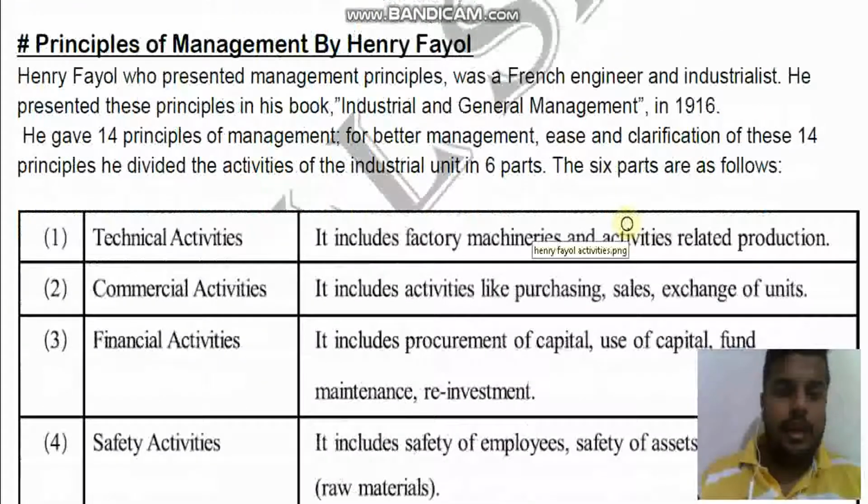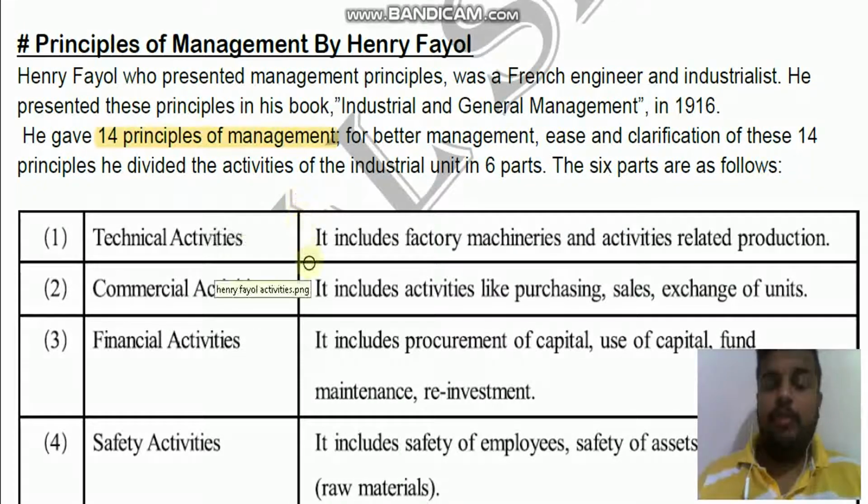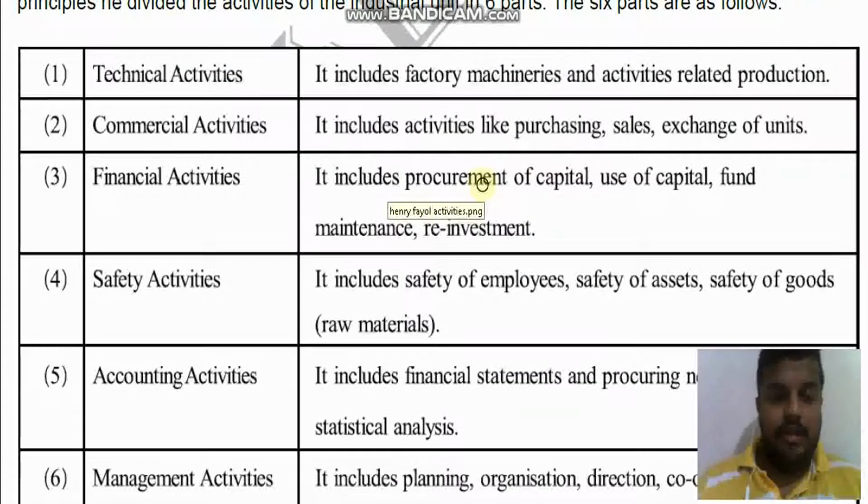Now comes the next main topic, principles of management by Henry Fayol. Now who was Henry Fayol? Henry Fayol was a French engineer and industrialist. He presented his principles in his book named Industrial and General Management in the year 1916. He gave 14 principles for better management. These 14 principles are very important from the perspective of boards. For clarification of these 14 principles, he divided the activities of an industrial unit into 6 parts.